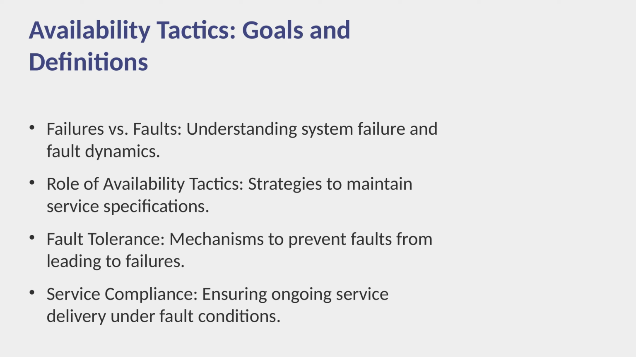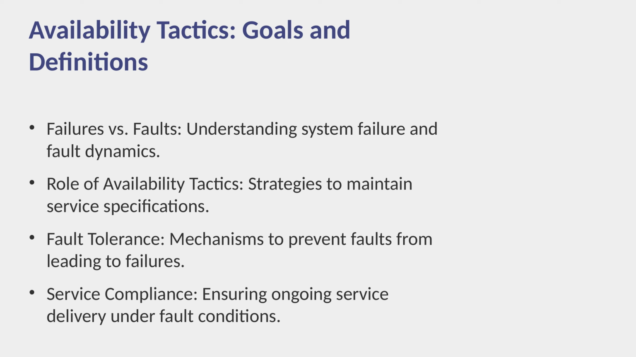Availability tactics are critical for maintaining a system's operational integrity. To understand these tactics, we first need to distinguish between failures and faults. A failure occurs when a system does not deliver a service that meets its specifications. In contrast, a fault is a potential cause of failure.